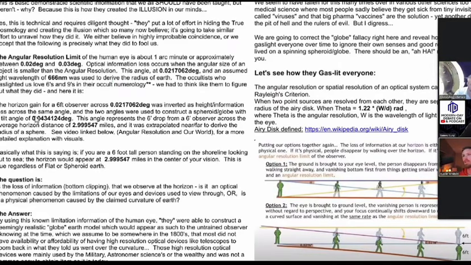If you look here, the horizon gain for a 6 foot observer across that amount of degrees was inverted as height information loss across the same angle. And the two angles were used to construct a sphere or globe with a tilt angle of 0.0434124 degrees, which is just the first amount doubled, right? This angle represents the 6 foot drop from a 6 foot observer across the average horizon distance of 2.9 miles. The depiction here is the easiest way to understand it.